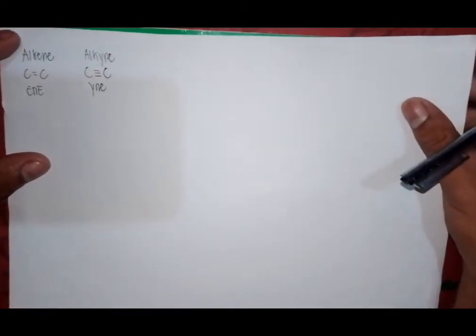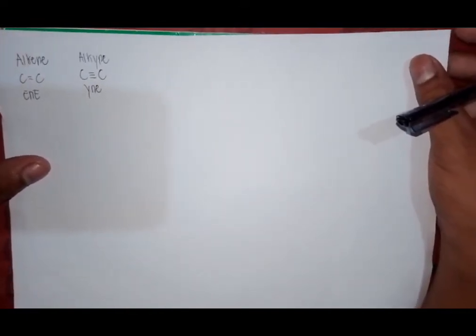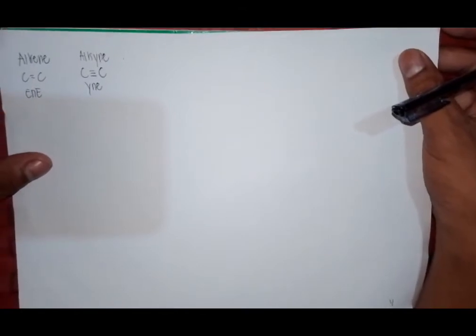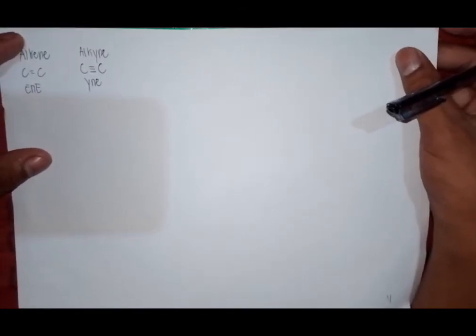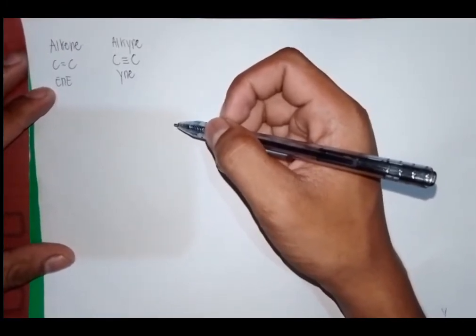But how do you name a molecule that has both a double bond and a triple bond? An alkene and alkyne can exist in the same molecule that you prioritize based on where each functional group shows up. We will use this molecule as our example.